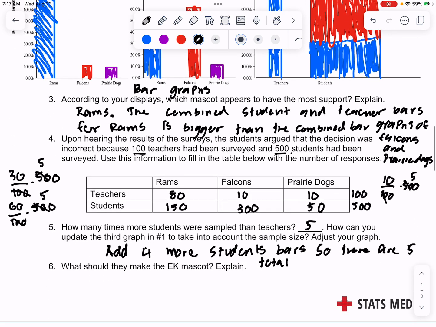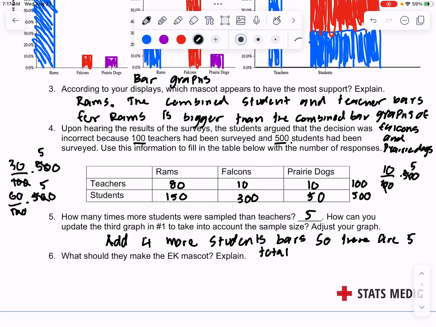Okay, so now we have the data. What should the EK mascot be? Well, let's do the totals. Now instead of percentages, we have the total amount of votes. So let's just add up the totals. So 150 plus 80, well, that would be 230, right? 10 plus 300 is 310. 10 plus 50 is 60.